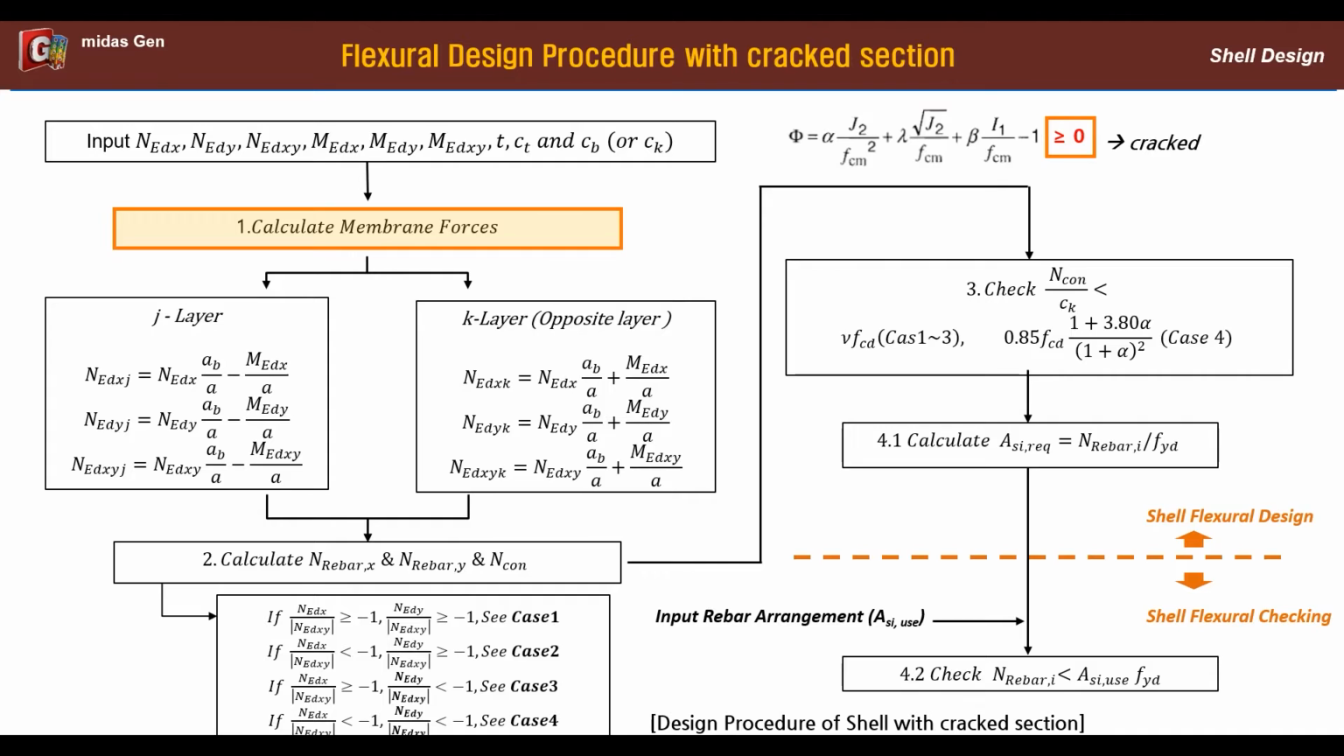After calculating membrane forces, in step 2, you can calculate normal design forces N rebar X and N rebar Y for rebar and N con for concrete. According to the ratio of NEDX and NEDY to NEDXY from membrane forces, it is classified into cases 1 to 4. In step 3, you can check the concrete strength ratio and then you can calculate the required rebars for flexural design or check the used rebars for flexural checking in step 4.